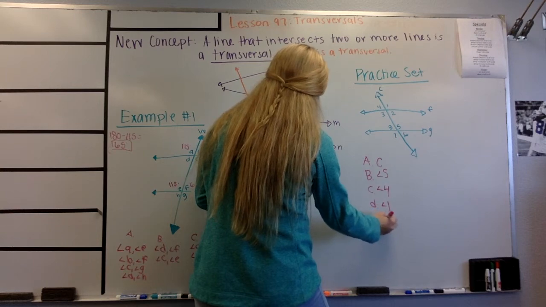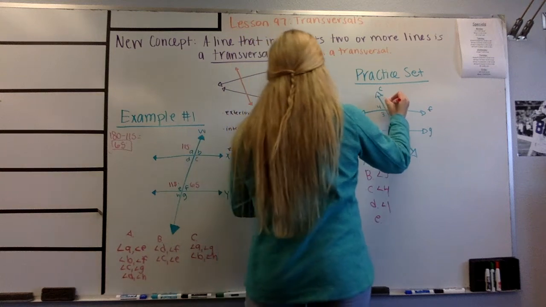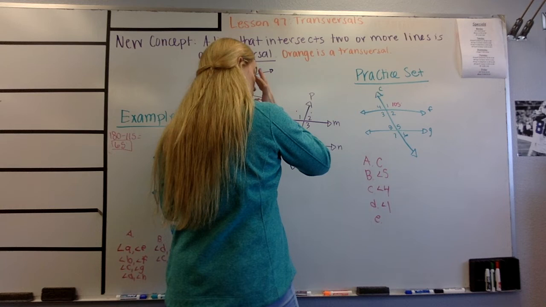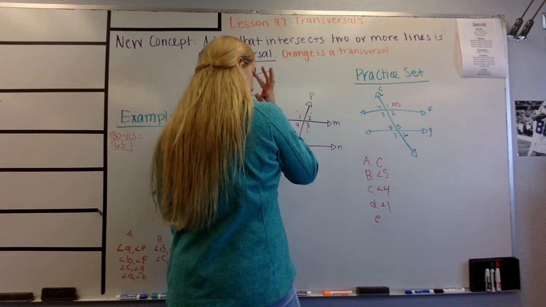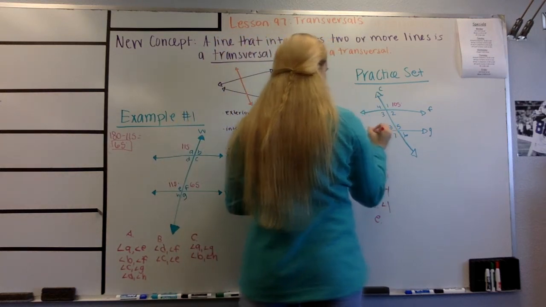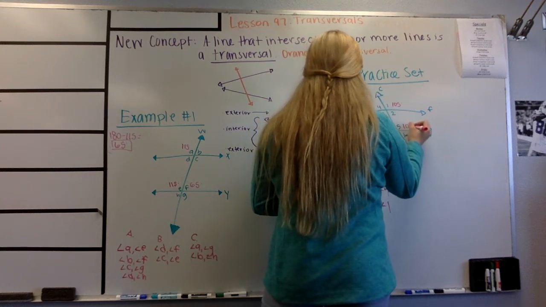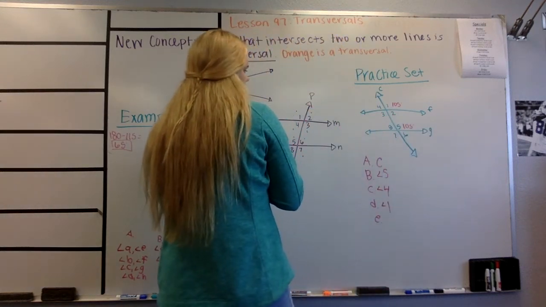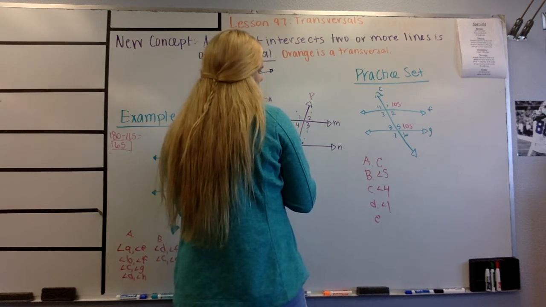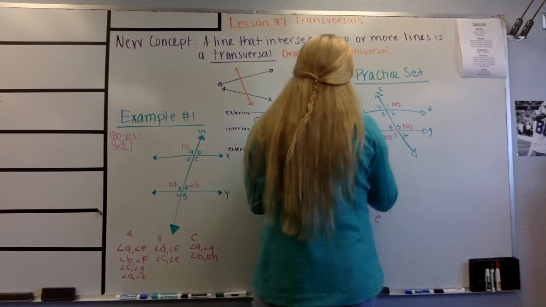So E says, if the measure of angle 1 is 105 degrees, what is the measure of each of the other angles in the figure? So angle 1 and angle 7 are what kind? Actually, let's do 5 first. Angle 1 and angle 5 are corresponding, so they should be the same. Perfect. Angle 1 and angle 7 are alternating angles, so they should still be 105, because if I flipped it, that'd be the same size.